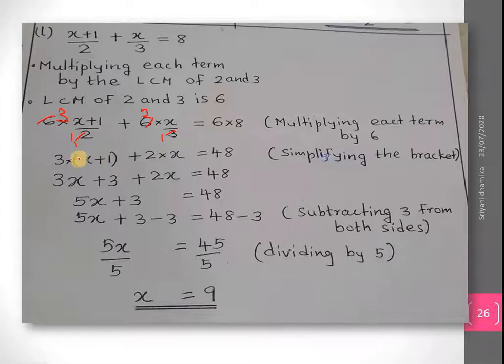Now write the step here. 2 into x equals 6 into 8. Multiply right hand side value by 6. Then simplify the brackets. Here 3 into x, 3x.